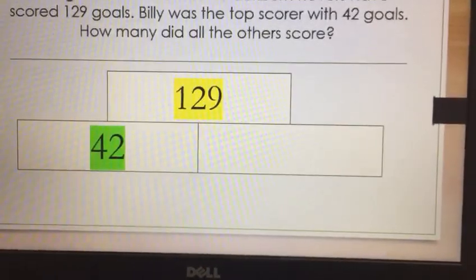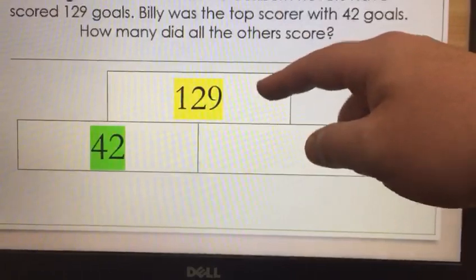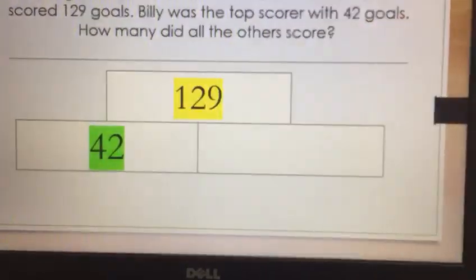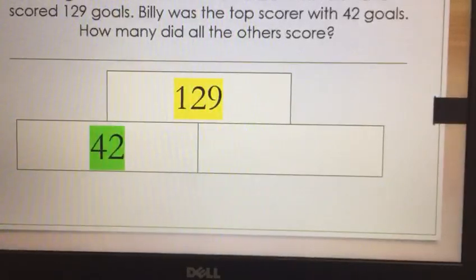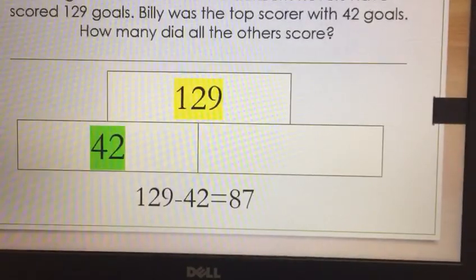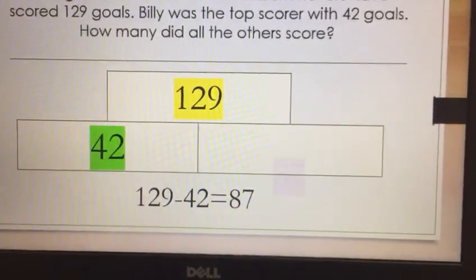We wouldn't add, and the reason why we wouldn't add is because if we were to add 129 to 42, we would get a larger number than 129. And 129 is at the top, so we won't have a higher number than that, so we would subtract. So we would do 129 take away 42, and we should get 87 as our answer.